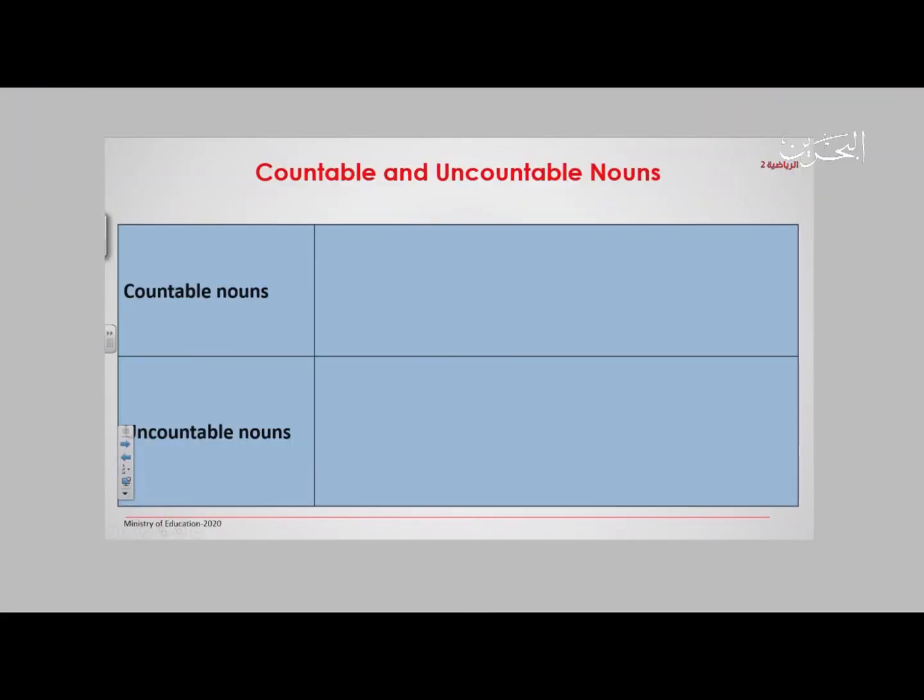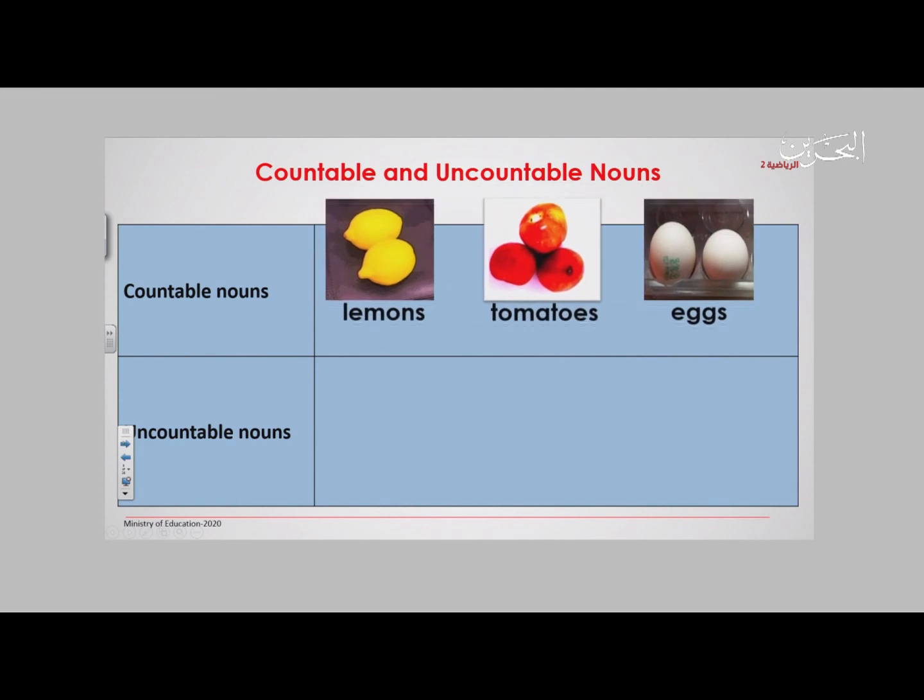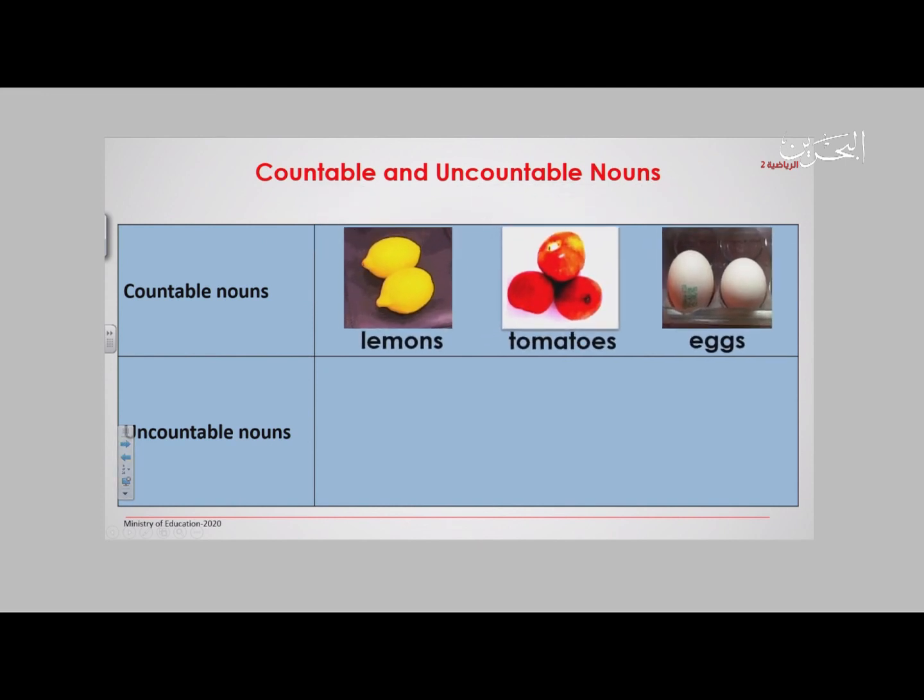Here we have a table. We are going to classify the previous nouns into these groups. We have countable nouns and we have uncountable nouns. Let's find out. For example, in the countable nouns group, we have lemons, tomatoes, eggs. As you notice, these are the nouns we can count. For example, I have 2 lemons or 3 lemons or more. Also tomatoes and eggs.